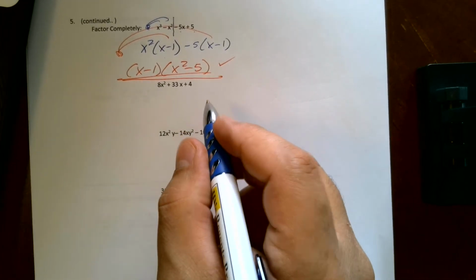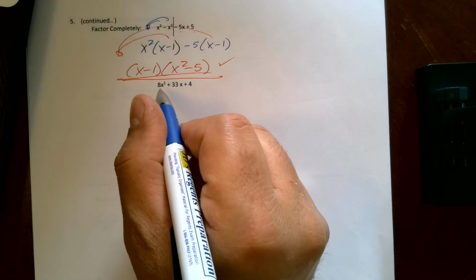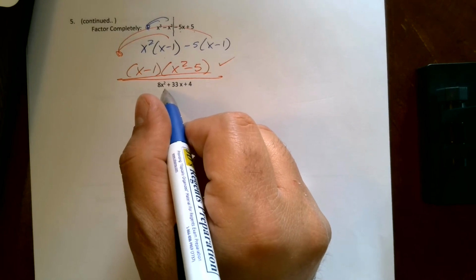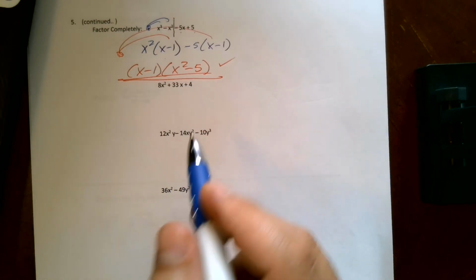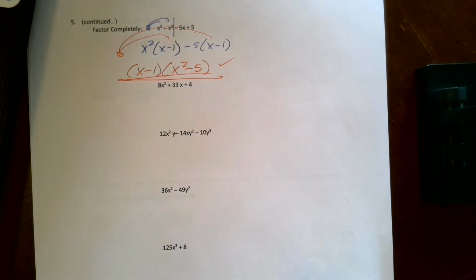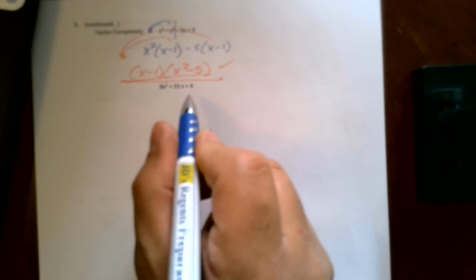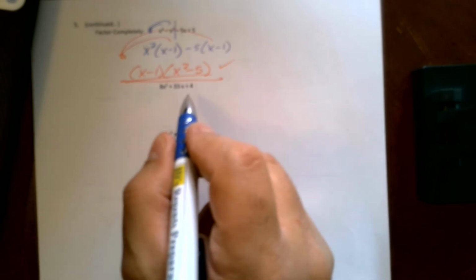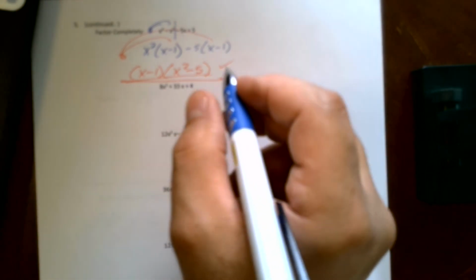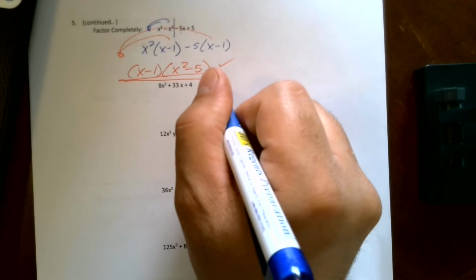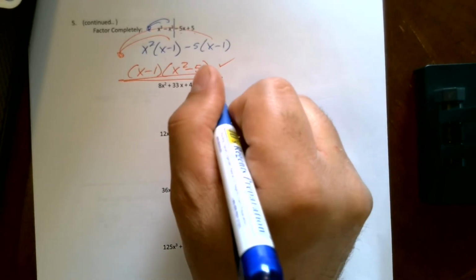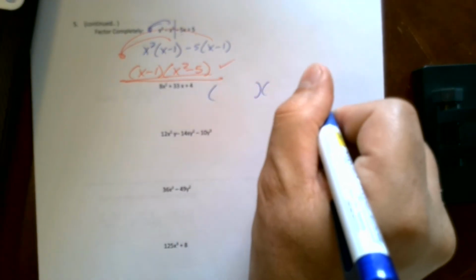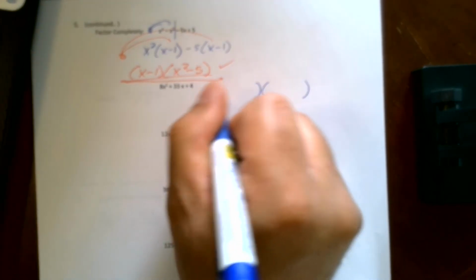In this next example, we have 8x squared plus 33x plus 4. Our first step, even with the problem prior, should always be to look for a GCF, a common factor. I don't see one here. This is a 3-term polynomial, a trinomial. I'm going to factor by trial and error or reverse FOIL.